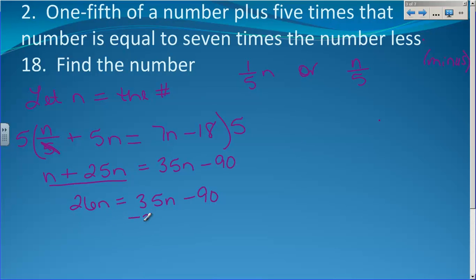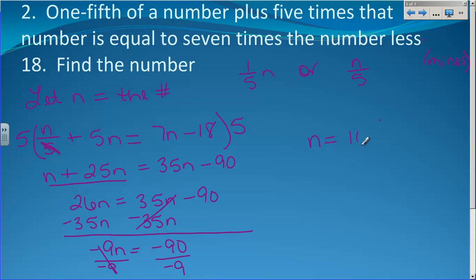So I'm going to subtract 35n from here to cancel, and subtract 35n here to be fair. That makes negative 9n equals negative 90. Don't forget to bring that minus sign with it. So to get n by itself, I'm going to divide by negative 9 on both sides. So I get that n equals positive, because the two negatives make a positive, 10. So there is your answer.